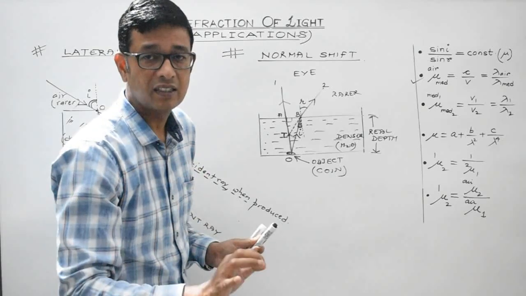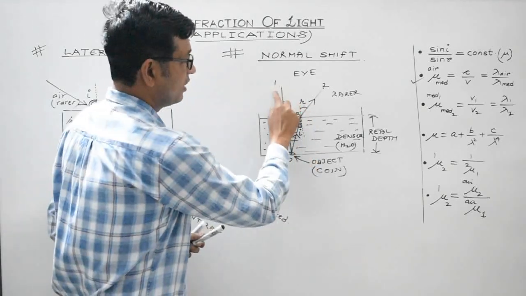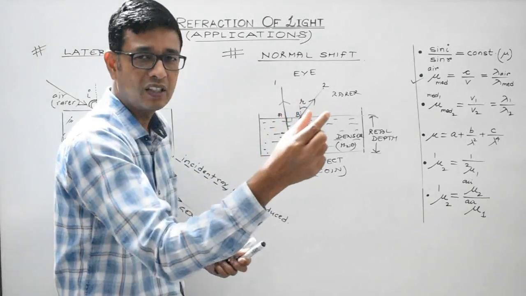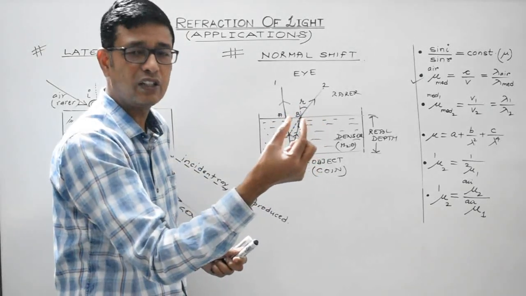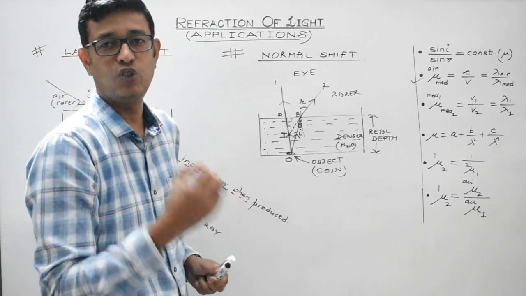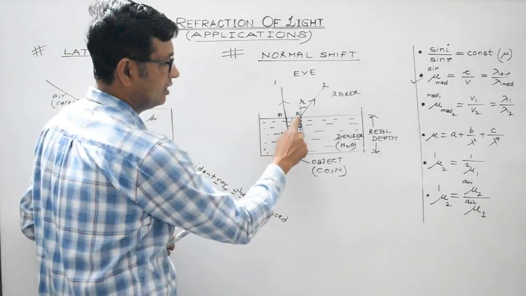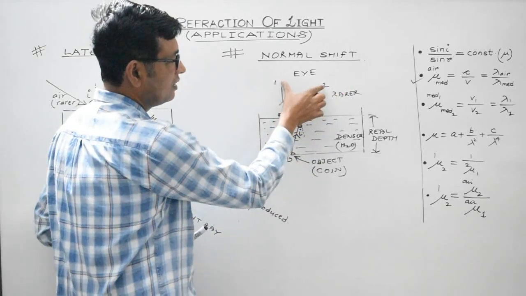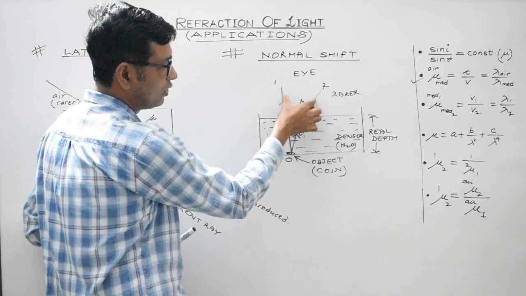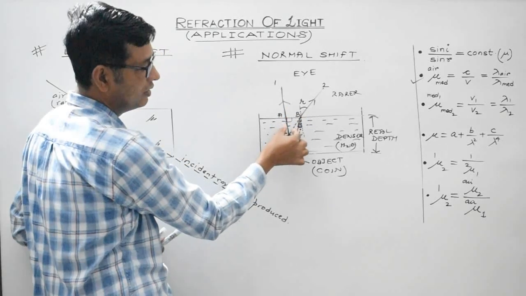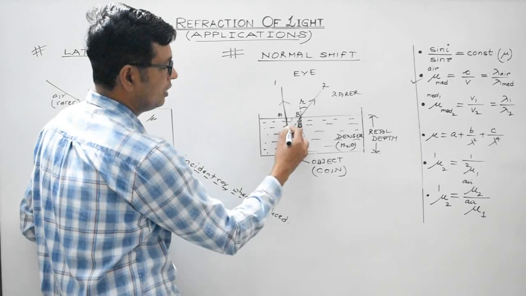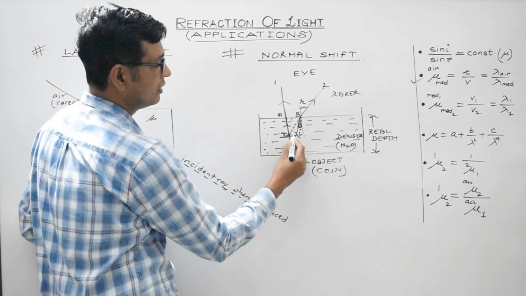In actual practice, for rays 1 and 2 to enter the retina of the eye, points A and B must lie infinitesimally, very, very close to each other. But obviously, here some bending of light will take place. So when these two rays enter the retina of the eye, it appears as if these rays are coming from a point somewhere over here. So this is where the point will appear.